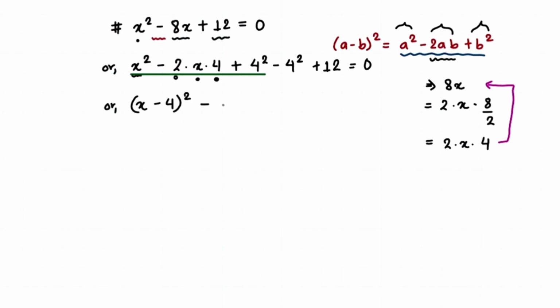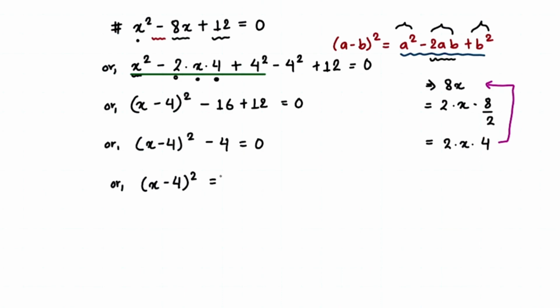And then we have our minus 4 square is 16 over here, and then plus 12 equals to 0, right? Now we have our x minus 4 whole square over here. Minus 16 plus 12 is minus 4 equals to 0. Or x minus 4 whole square equals to, I'm moving this minus 4 over there, so it becomes plus 4. Or now we are going to remove that square from our left hand side, and this is going to be square root of 4, and we know that we need to put plus minus over here. We have already discussed this, right?